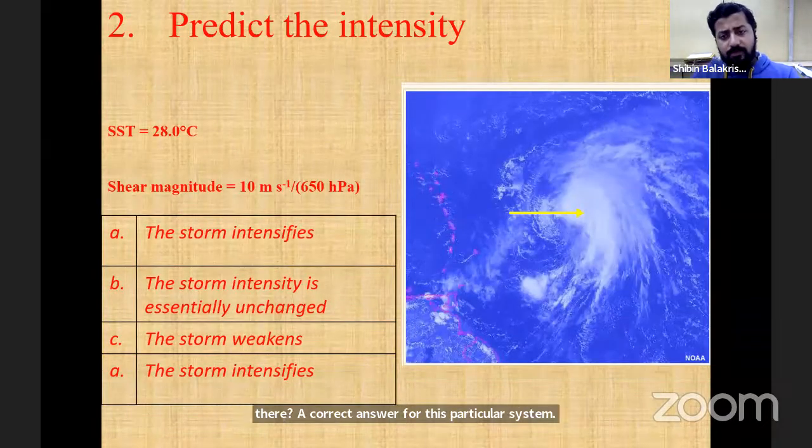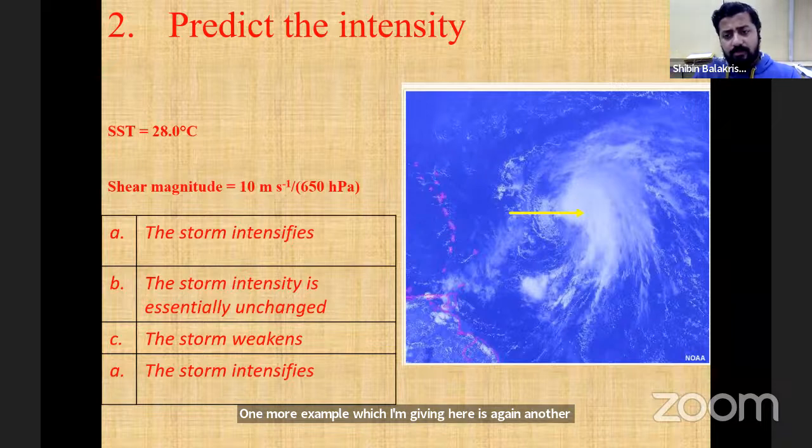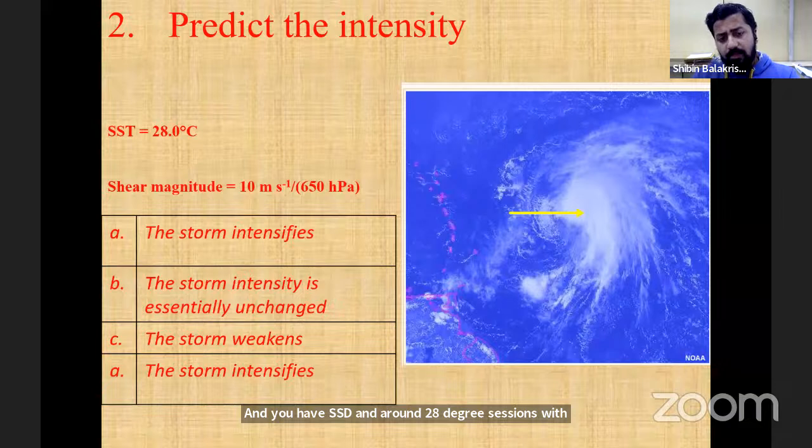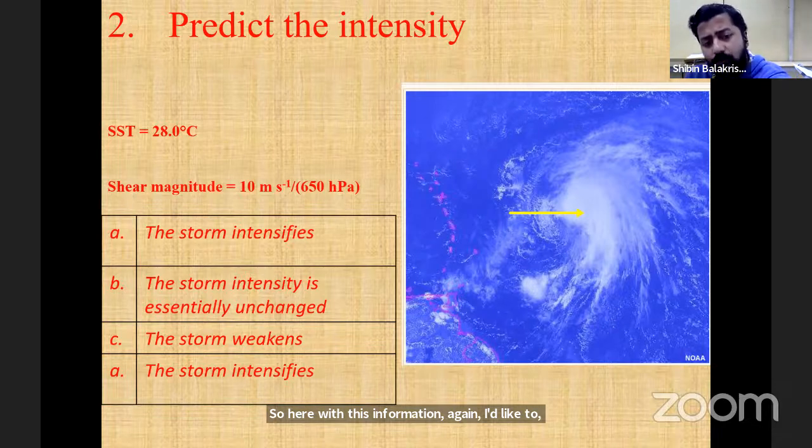One more example which I'm giving here is another system which you can see here. Here you can see the system, and you have SST at around 28 degrees Celsius with shear magnitude of 10 meters per second at 658 hectopascal. With this information, again I'd like your answers about all these 4 options. What do you feel the system would have experienced with these particular environmental parameters?